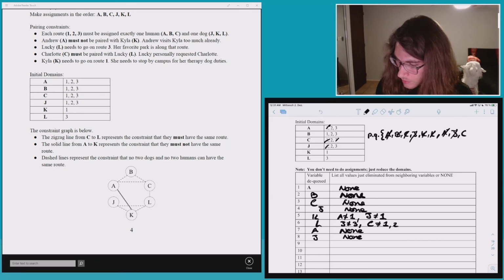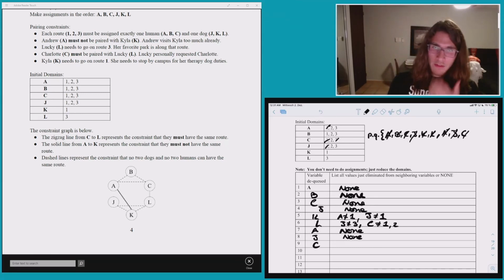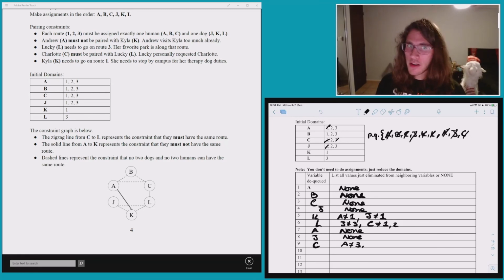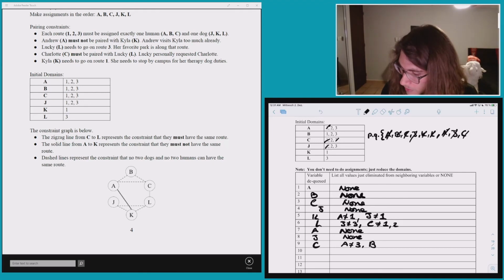And now it's C. C has become a singleton, so this will likely eliminate values from the domains of its neighbors. And unsurprisingly, it eliminates 3 from A, because now 3 conflicts with the entirety of C's domain, and it eliminates 3 from B, which means A and B are added back to the prop queue. I take A off the prop queue.